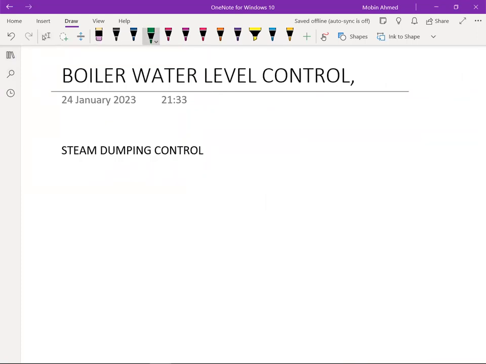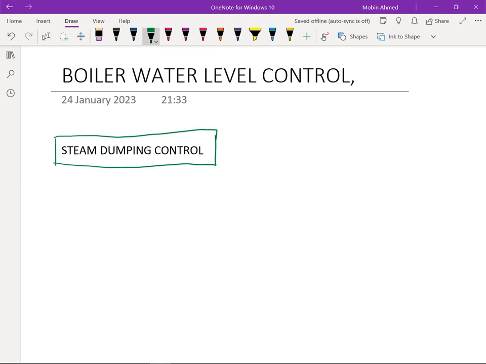Let's cover this one today, because boiler water level is a very big subject. So tomorrow I will pick up that one. Today I am going to tell you about this. Okay, and if time permits, then I will start with this also today.